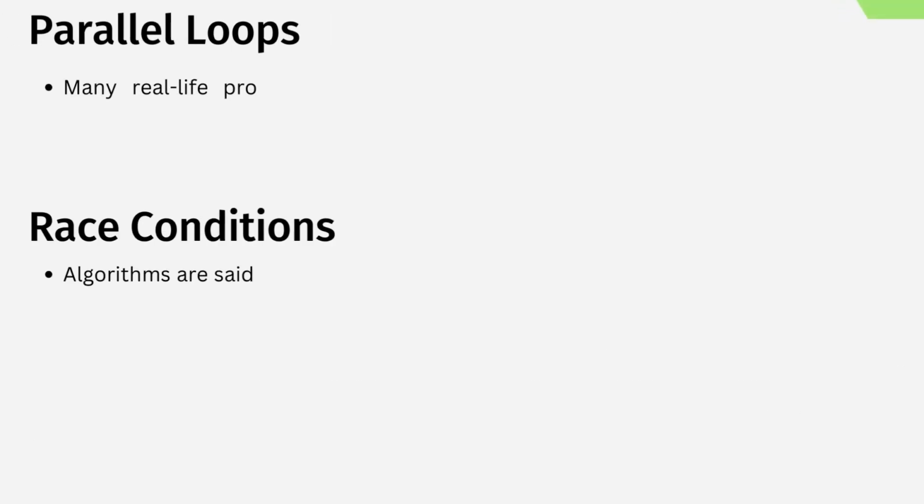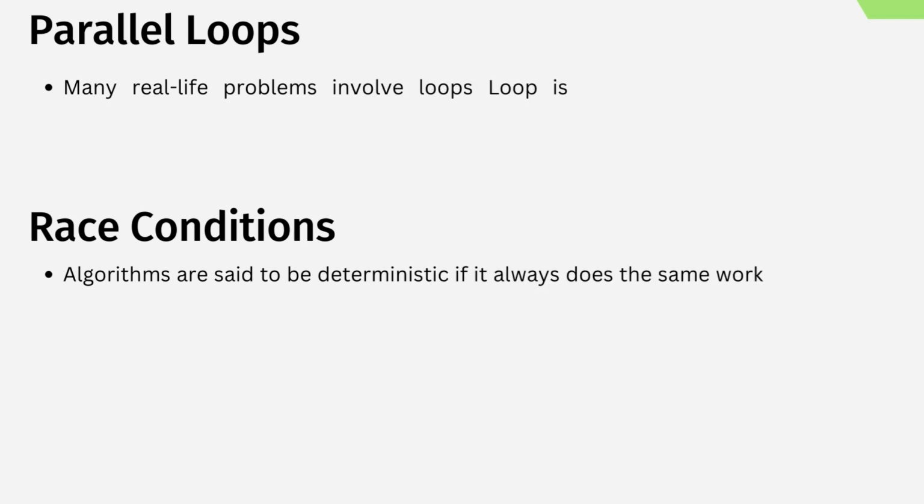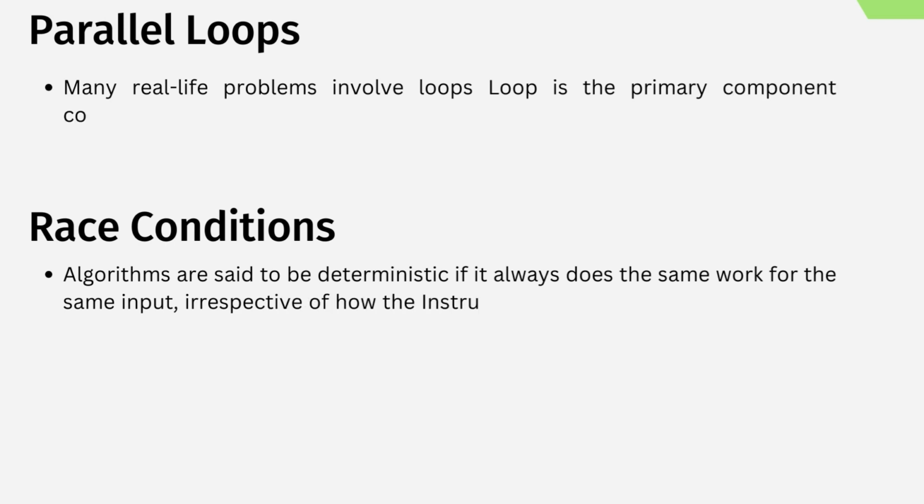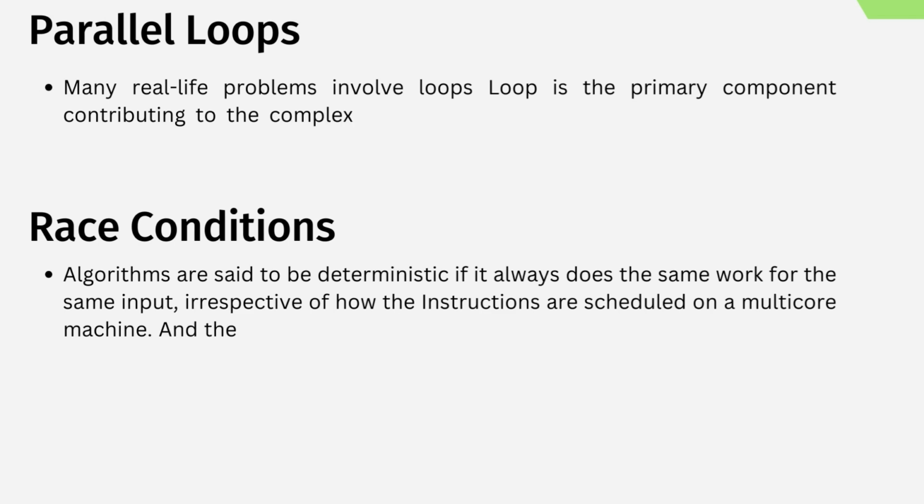Parallel loops. Many real-life problems involve loops. Loop is the primary component contributing to the complexity of the algorithm. Loops can be parallelized using spawn and sync keywords. However, it is customary to use the parallel keyword in front of the for keyword.